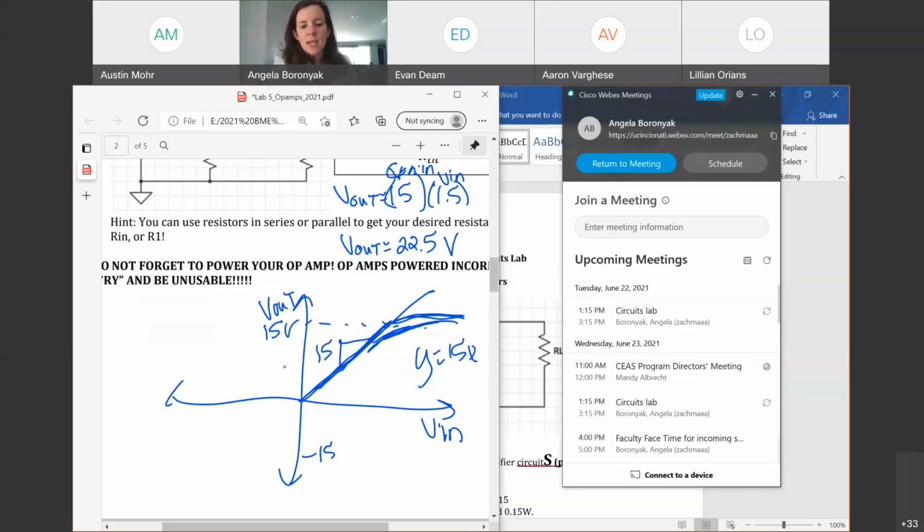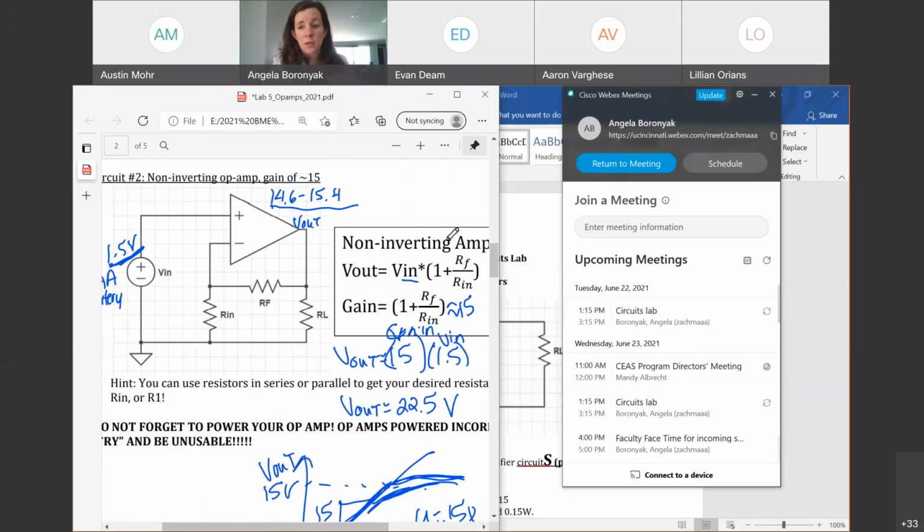Same with the negative power supply we had to give it. It won't make anything lower, even if you're trying to do an inverting op amp and flip your sign. It won't make anything lower than negative 15 volts. So can I make this positive 22.5 volts that I think?